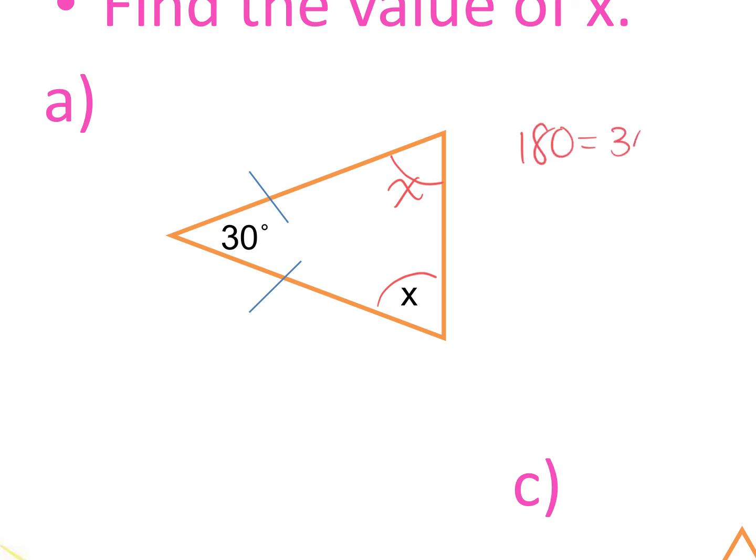180 equals 30 plus x plus x. Someone else explain to me, what did Kristen just do? Because she is absolutely 1,000% correct. But what did she do? Gio.